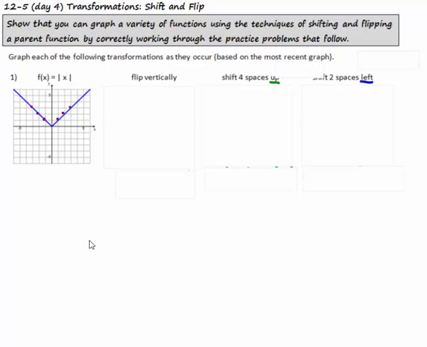So we can actually even write an equation for this. So if we're going to flip vertically, that means we're going to have a negative outside the entire function. So to write that in equation form, we would write it like that.